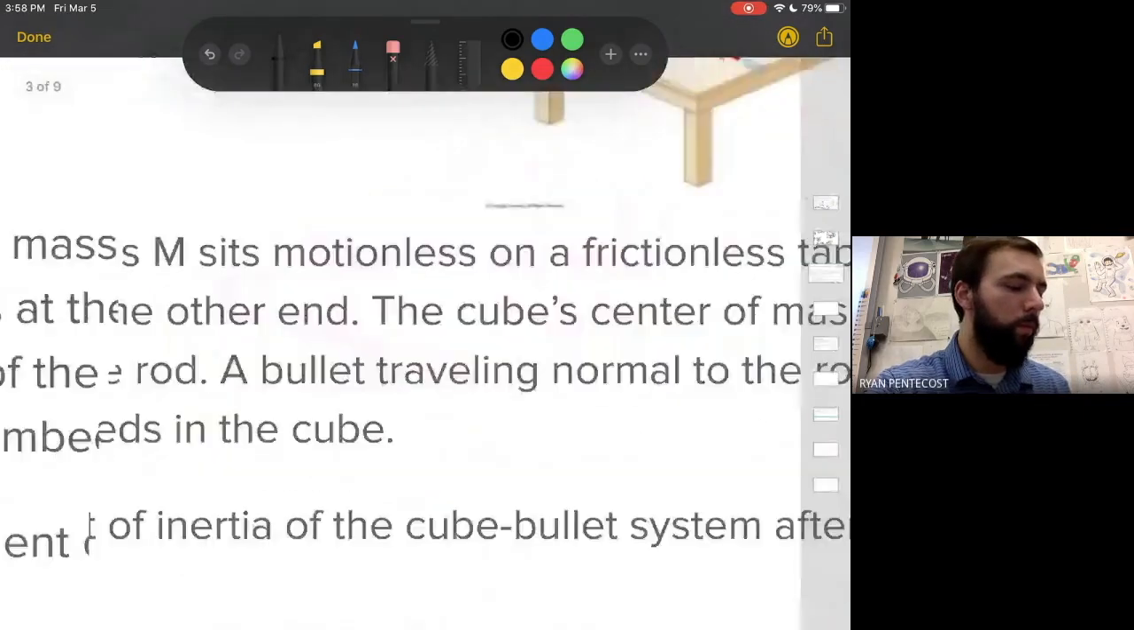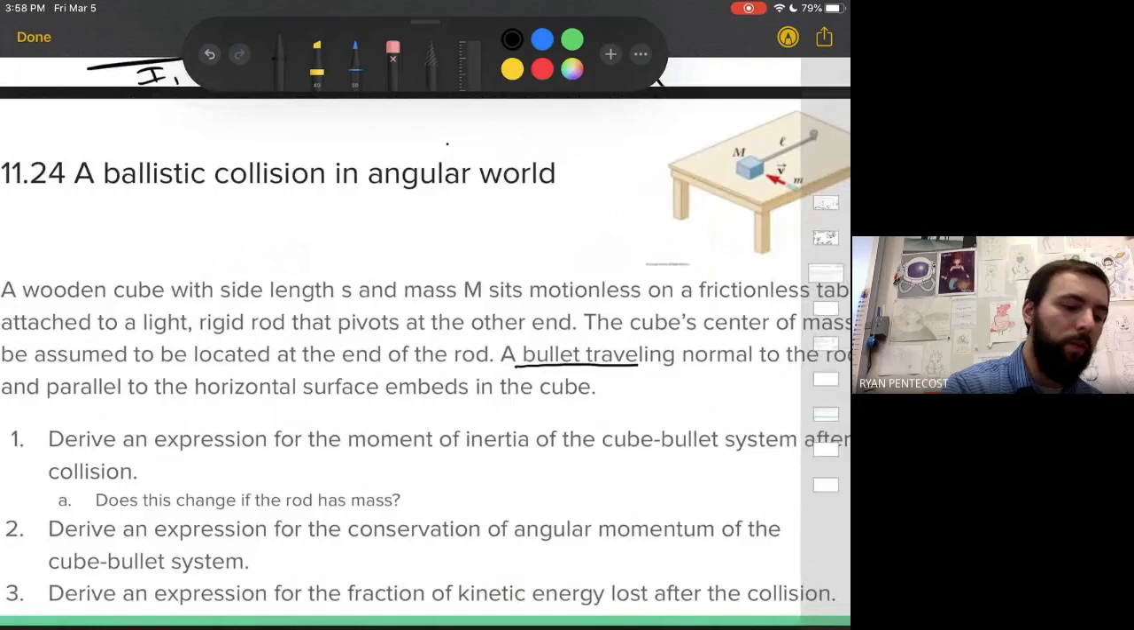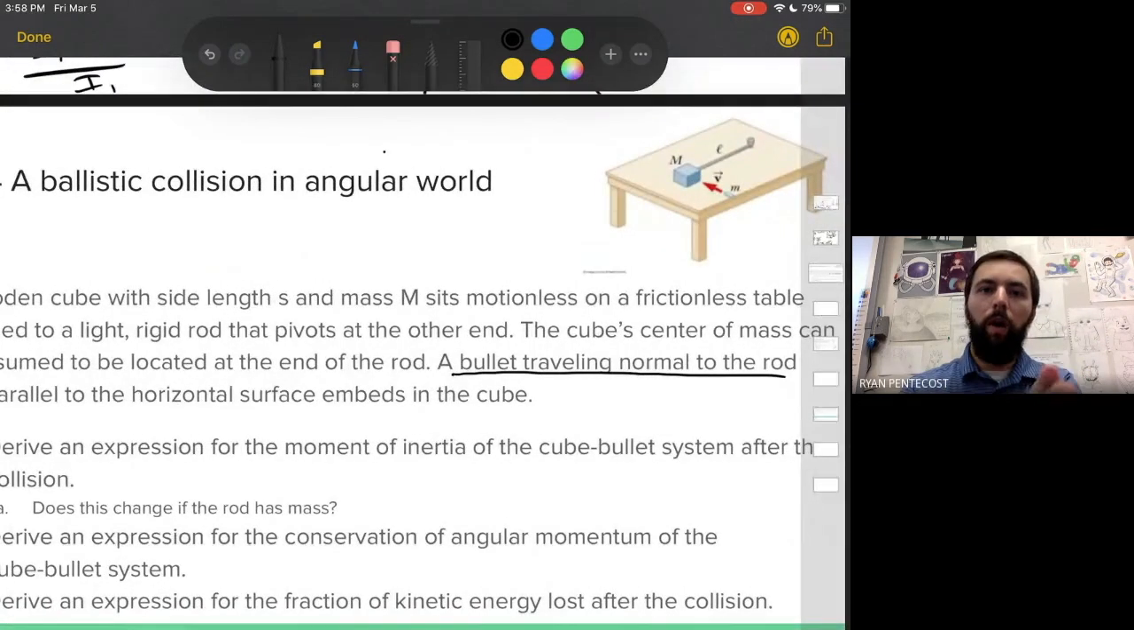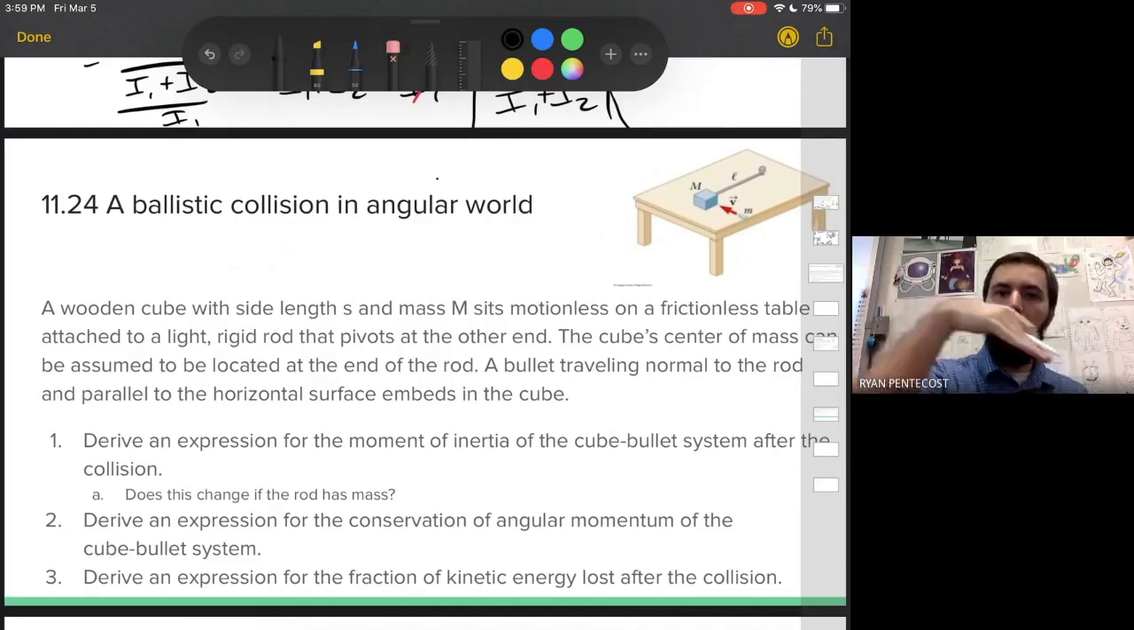I do want to mention that a bullet traveling normal to the rod means that it's perpendicular. So if the rod is laying on the table, the bullet comes at it at a perpendicular angle. That's what it means, traveling normal to. And it is parallel to the horizontal surface of the table, so it's not coming down at an angle or up at an angle. It is horizontal, parallel to it.